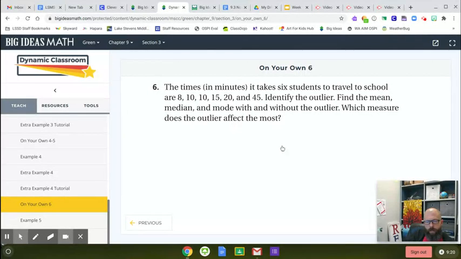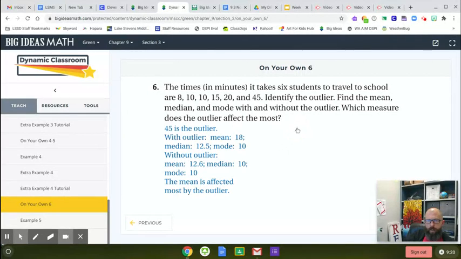All right, now that you're back, hopefully you tried this out. Let's take a look. So 45 is the outlier. With the outlier, the mean is 18, the median is 12.5, and the mode is 10. Without the outlier, the mean is 12.6, the median is 10, and the mode is 10. The mean is affected most because it changed the most without the outlier. All right. If you're not sure how we got there, I know we're going really fast. Go ahead and pause it if you need to, or come see me.